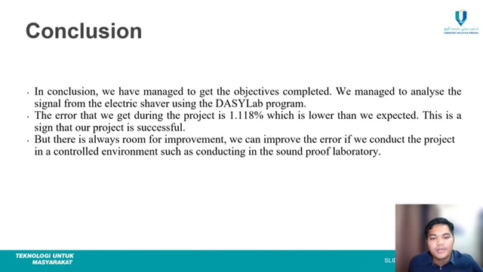In conclusion, we have managed to get the objective completed. We managed to analyze the signal from the electric shaver using the DasyLab program. The error that we get during the project is 1.12%, which is lower than we expected. This is a sign that our project is successful, but there is always room for improvement. We can improve the error if we conduct the project in a controlled environment, such as a soundproof lab.